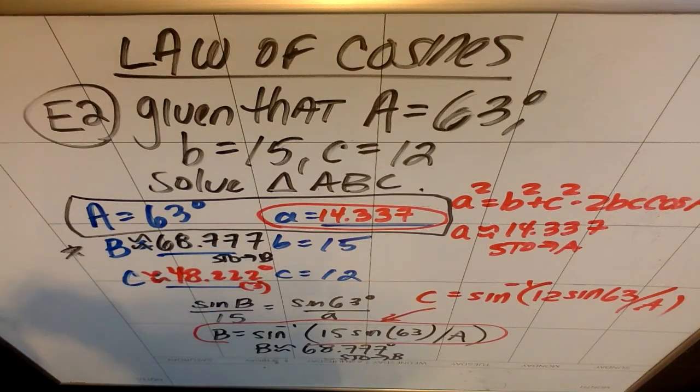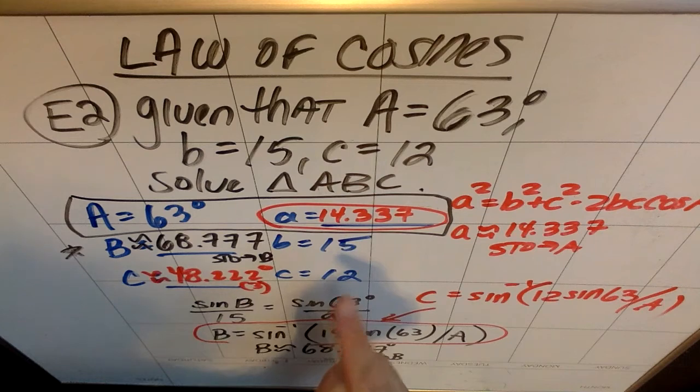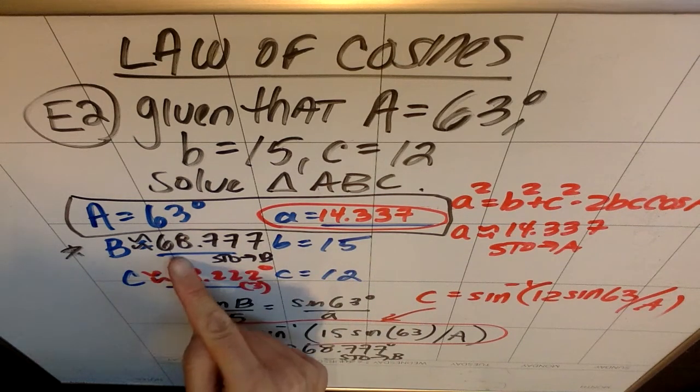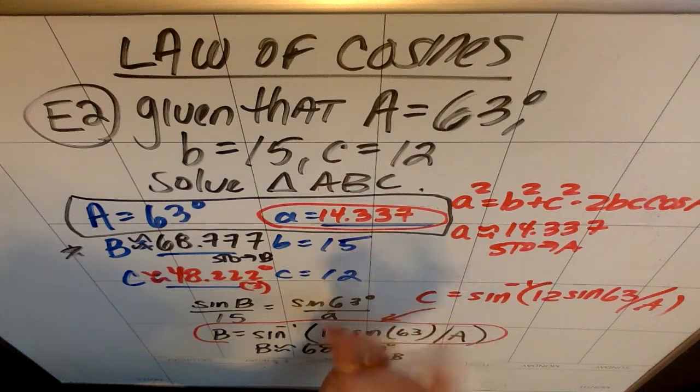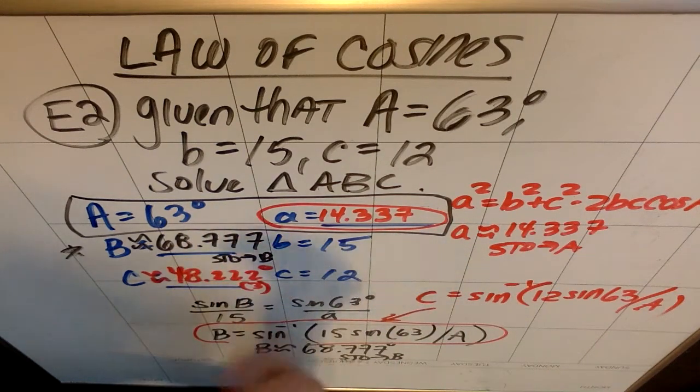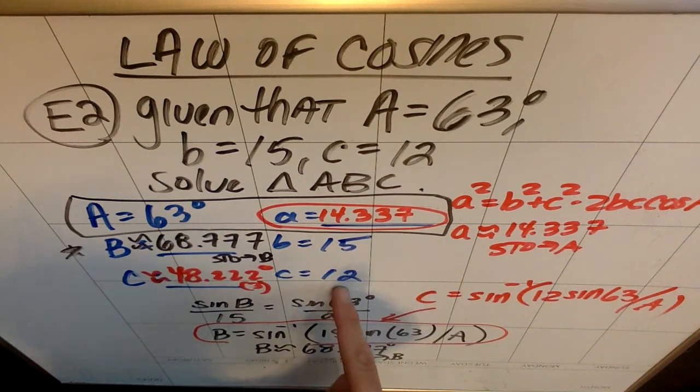It is always worth doing the quick double check that your largest angle is opposite your largest side. The largest side is 15, and sure enough, 68 something is my largest angle. The middle side is the 14 point something, and sure enough, the 63 is the middle of the 3 angles, and the smallest side is the 12, and the 48 is the smallest angle.